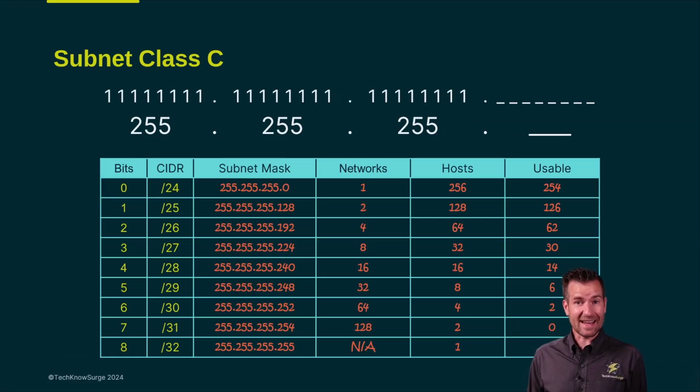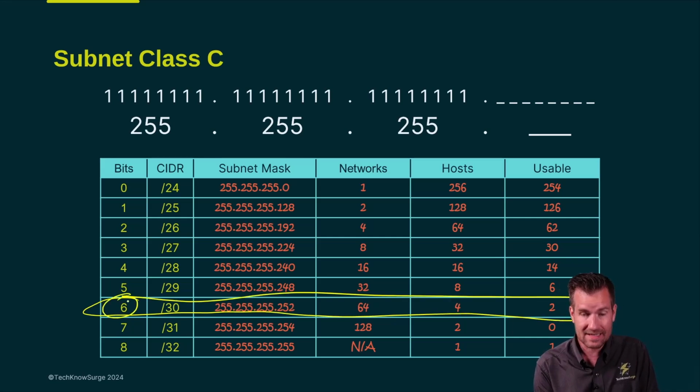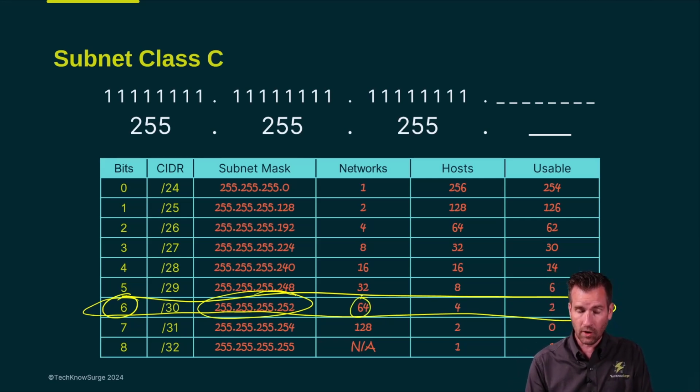When we're subnetting addresses, we can use a /30. So in the case of a class C, we would borrow 6 bits. And then we would have a subnet mask of 255.255.255.252. This would give us 64 networks.